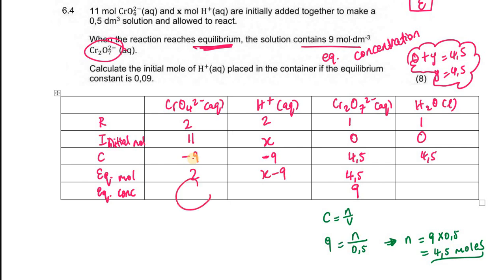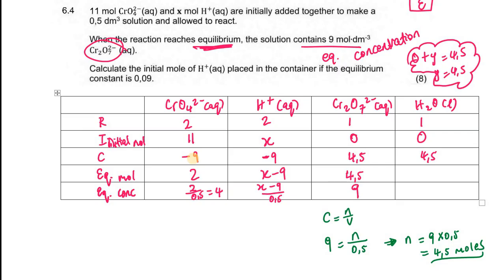Then remember, for equilibrium concentration, you take these number of moles and divide them by the volume, which is 0.5. Now the answer here is gonna be 4. And then here you're gonna have x minus 9 over 0.5. Good people, this is what we have so far, right?